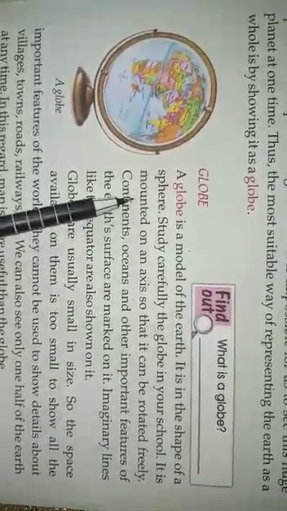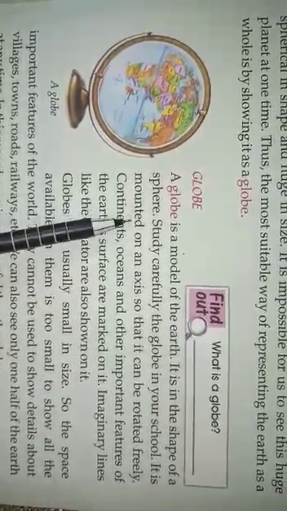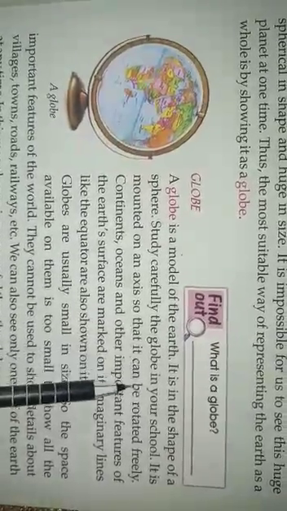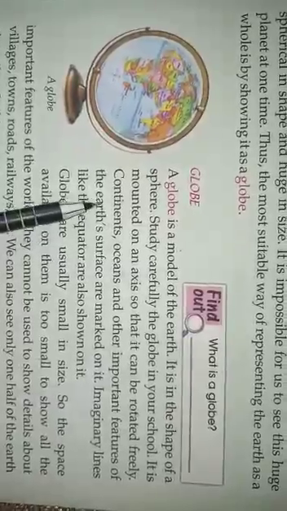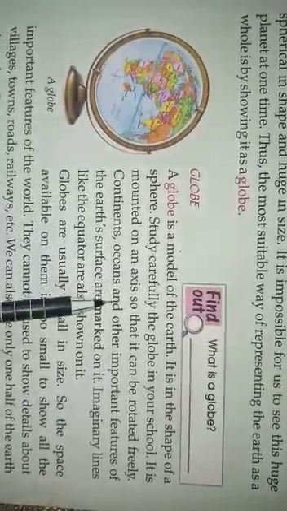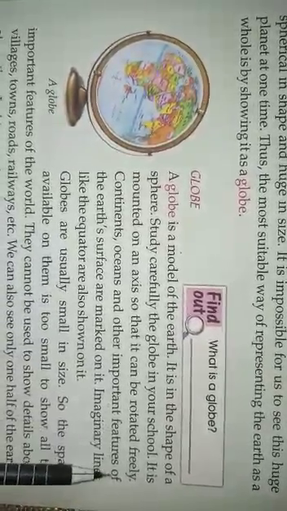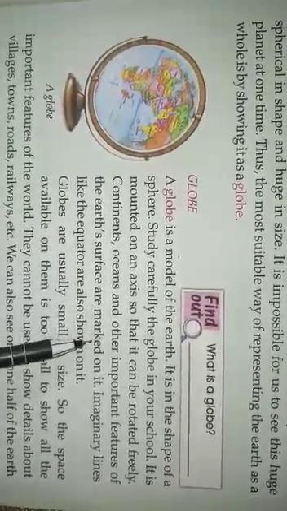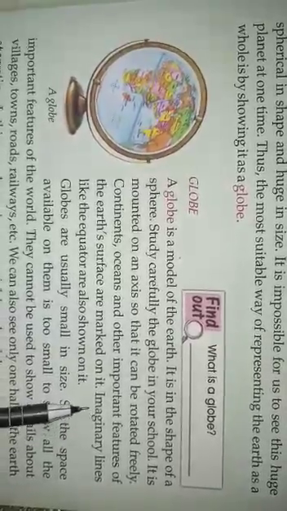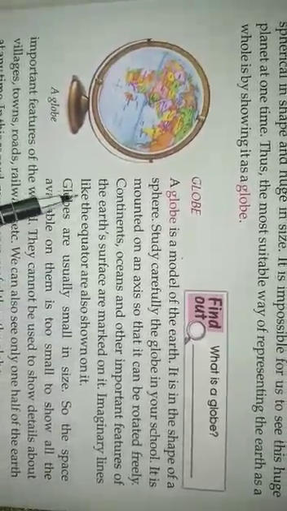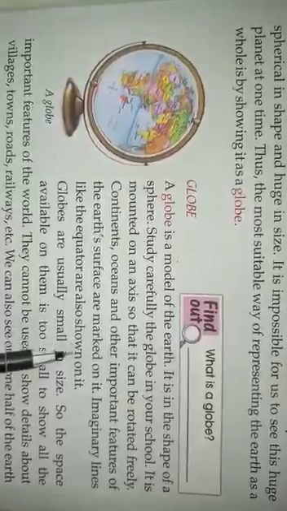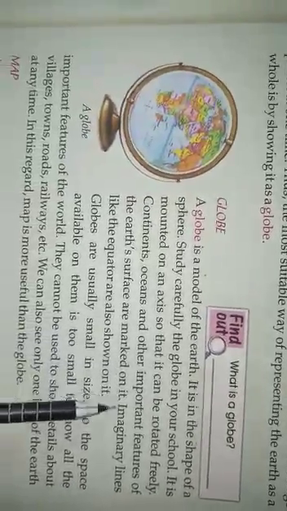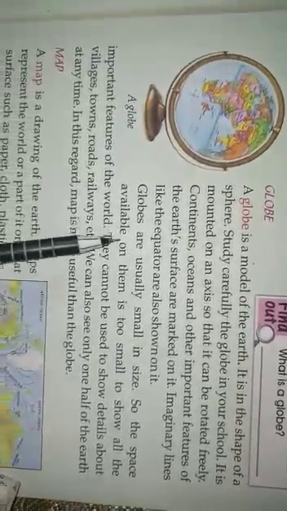It is mounted. Mounted means fixed on an axis so that it can be rotated freely. Continents, oceans, and other important features of the Earth's surface are marked on it. Imaginary lines like the equator are also shown on it. Means globes have many imaginary lines like the equator.